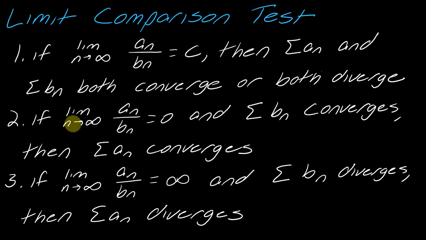Let's say that I evaluate the limit and the limit of this is 0. Then you have to know something about b sub n. If b sub n converges, then you can also say that a sub n converges. And then finally, for this last limit, if the limit equals infinity and your b sub n converges, then a sub n converges. A lot of times what you're going to be doing here is dividing by another series that you want to compare to, to help you figure out what's going on with the original series that you can't figure out if it converges or diverges.